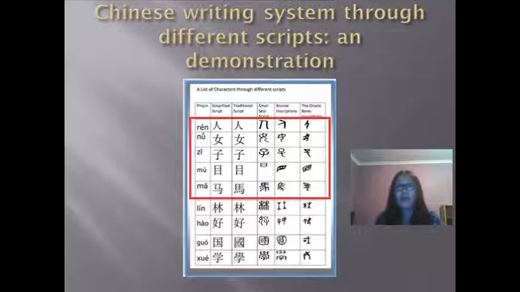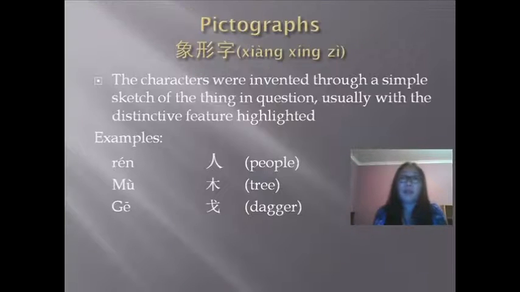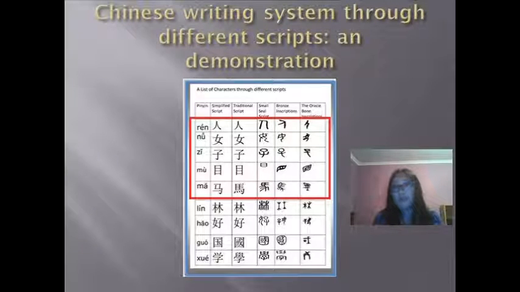Okay, the first 5 belong to the category of pictographs. By pictographs, it means that these are the characters that were invented through a sketch of the thing they were used to represent, like 人 people, person, 女 female, 子 child, 木 eye, 马 horse. And you can see the pictographic feature from these oracle bone forms.